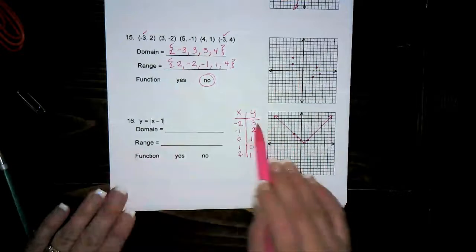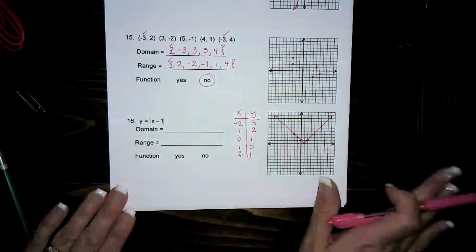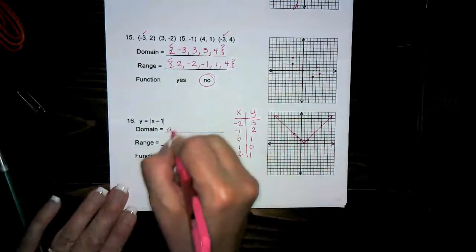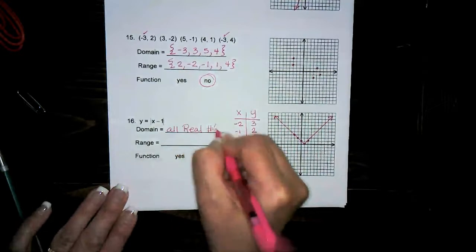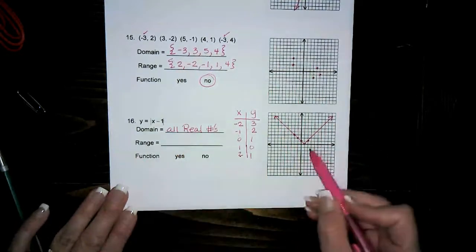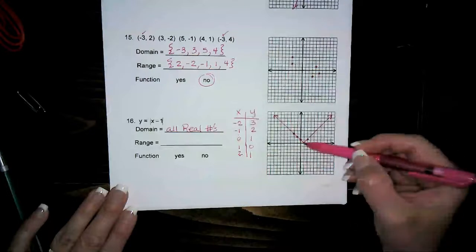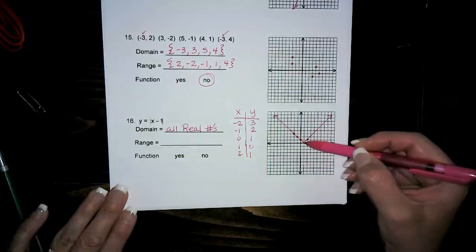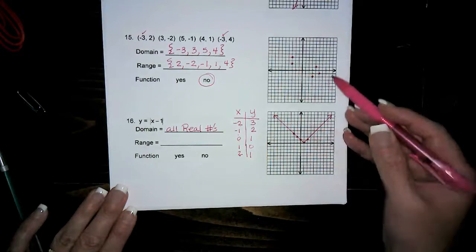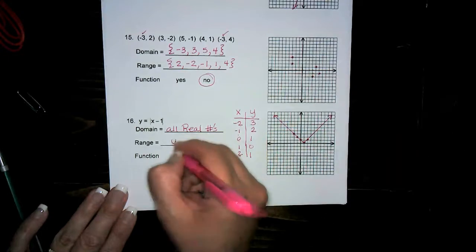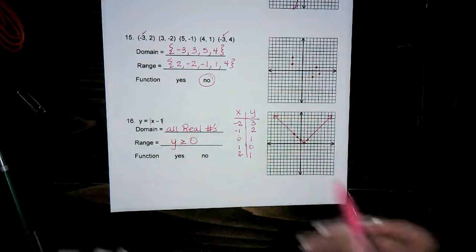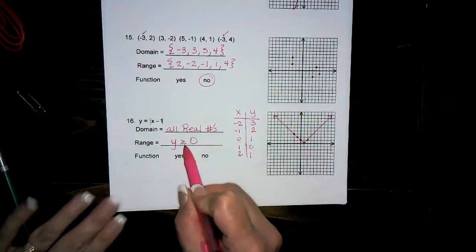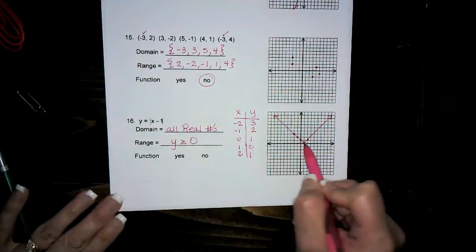So my domain here, I want you to know, goes left and right, no restrictions whatsoever. So we get all real numbers. Okay, but my range is tricky because we do have those arrows, but we definitely have a low point. So I want you to see that the lowest y value is 0, and it goes up from there. So the way I say that is that y is greater than or equal to 0. Because it's included, that's why I have the equal to underneath it. So it's a solid circle.